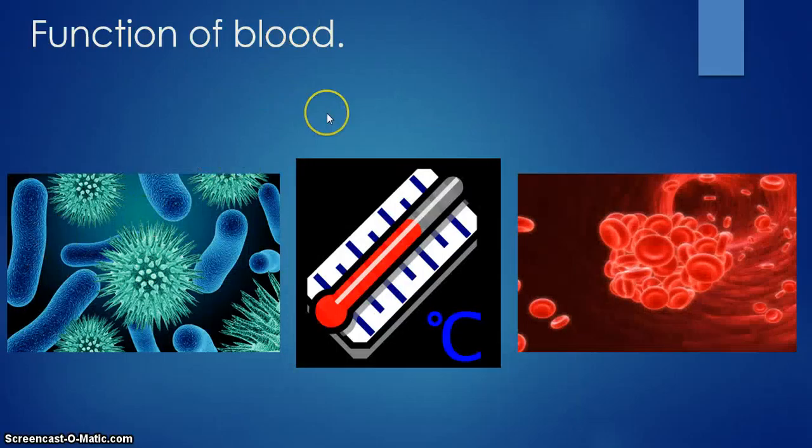So, functions of the blood. There are around 4 main functions of the blood. So the first one is fighting infections.